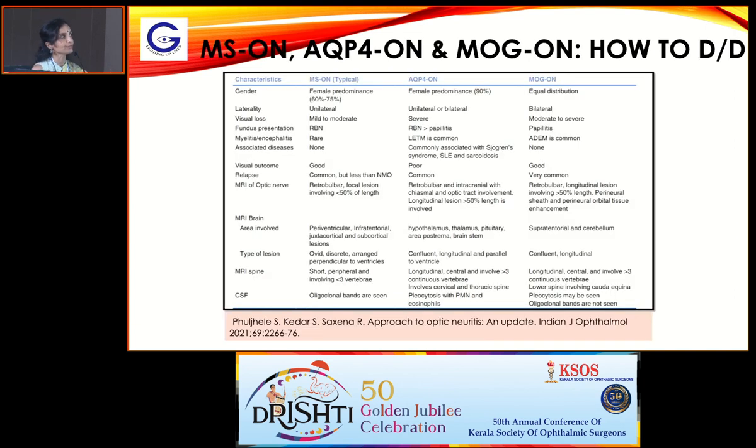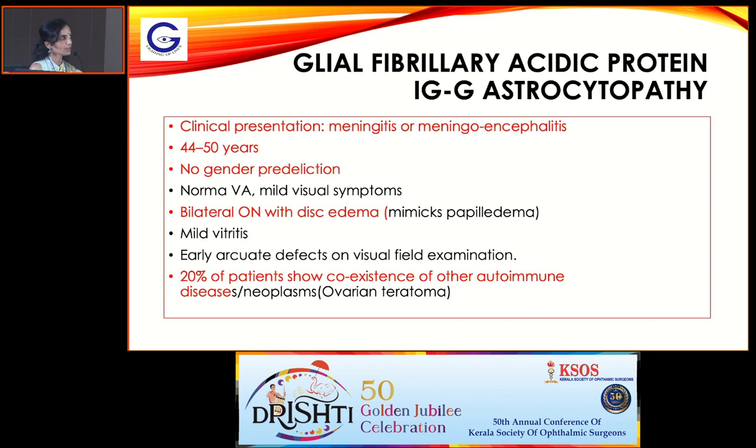So this is a beautiful table which I've taken from Saxena et al.'s article in IJO, which compares the various different types of optic neuritis: MS optic neuritis, anti-aquaporin optic neuritis, and MOG optic neuritis. So a newer entity called glial fibrillary acidic protein IgG astrocytopathy has been described, and the antibodies are apparently detected in some patients, though I don't know whether we are doing it here in India.